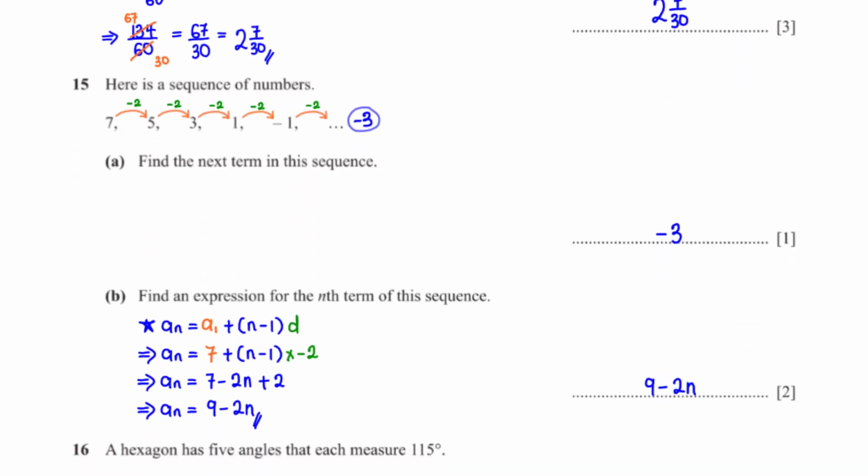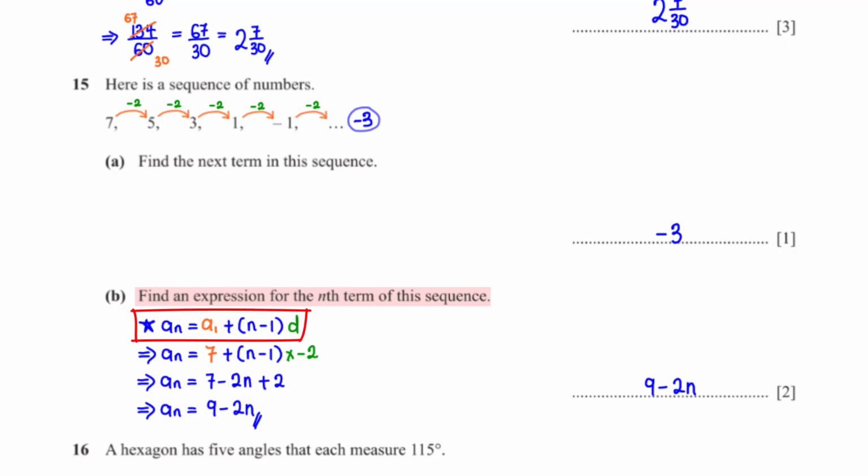Here is a sequence of numbers. Find the next term in this sequence. The terms in the sequence have a common difference of -2. So to get the next term, we subtract 2 from -1. This gives us -3.